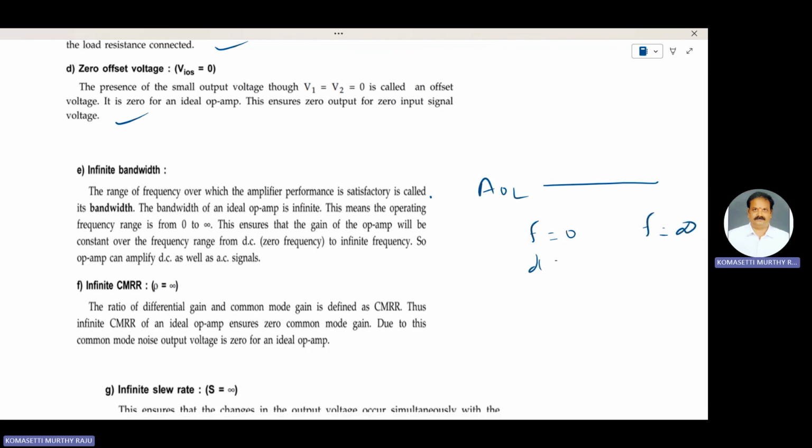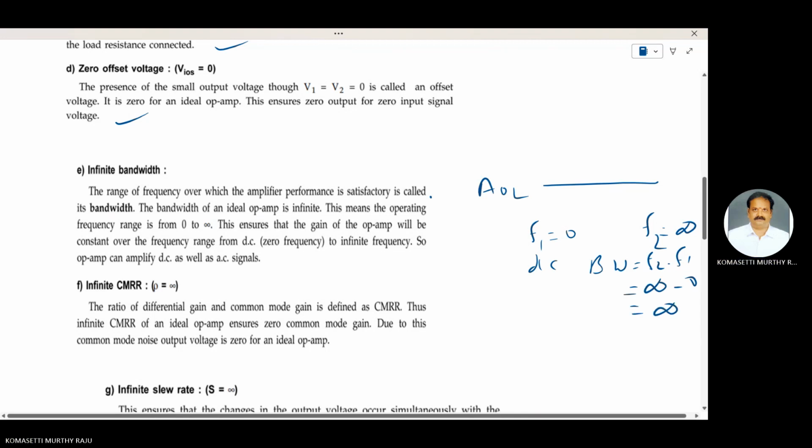F equal to 0 means DC signal. F equal to infinity means AC signal. From DC signal to AC signal, the open loop gain of the op amp is constant. Bandwidth is equal to F2 minus F1, that is infinity minus 0. In the ideal case, that is infinity. It is used to amplify DC signals as well as AC signals.